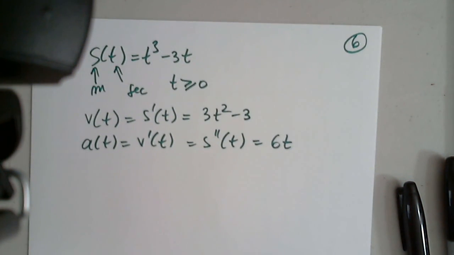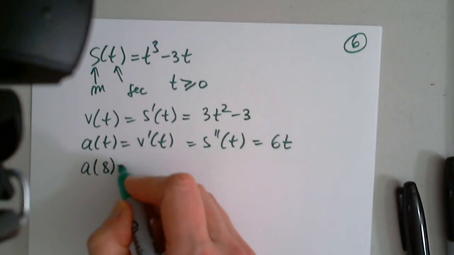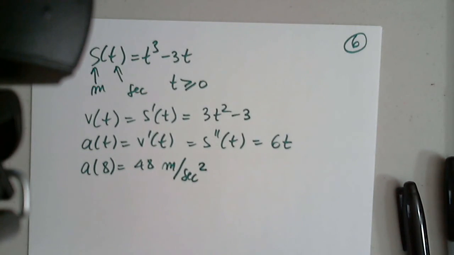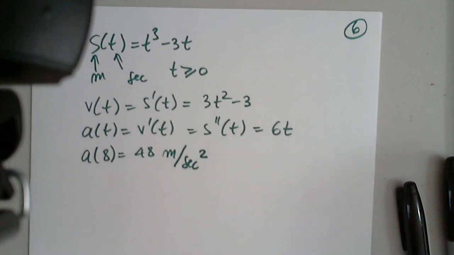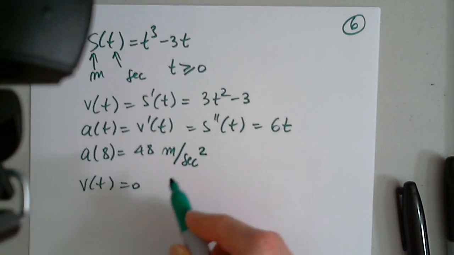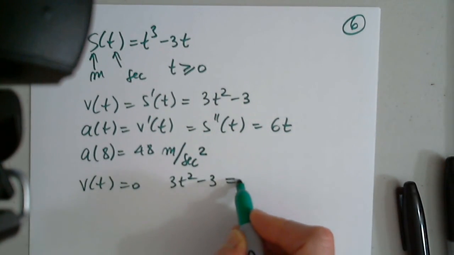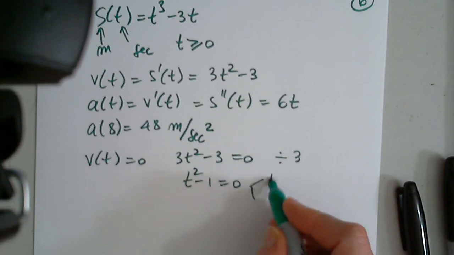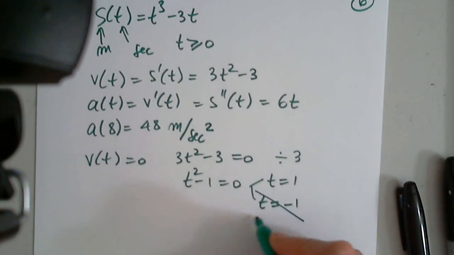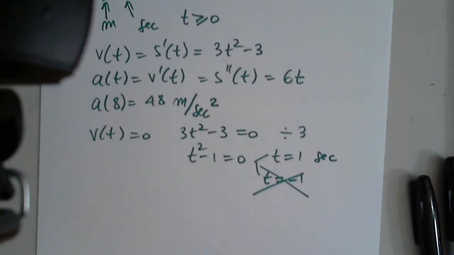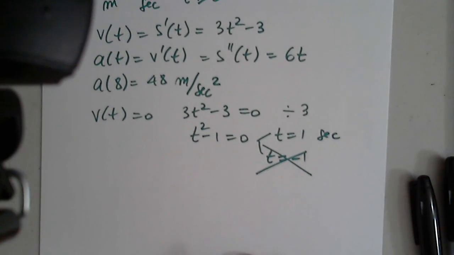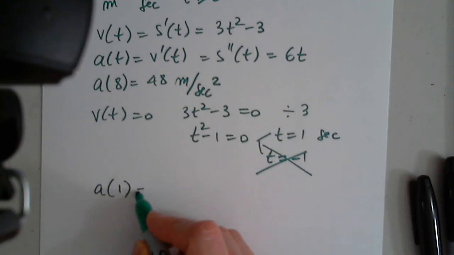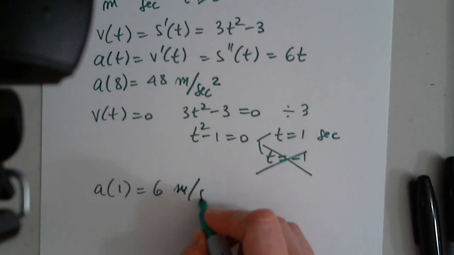Find acceleration after 8 seconds. A of 8 is 48 meters per second squared. Find acceleration when the velocity is 0. V of t equals 0 means 3t squared minus 3 equals 0, and of course I'll divide by 3. And I get t squared minus 1 equals 0, so t equals 1 and t equals negative 1. Negative is not possible in seconds. So the acceleration when the velocity is 0: a of 1 equals 6 meters per second squared.